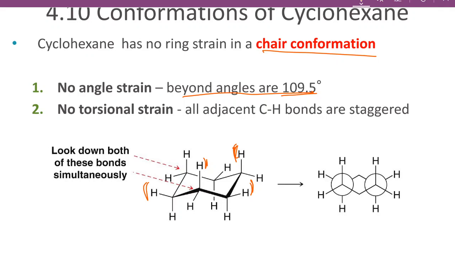So if we look at a Newman projection for cyclohexane, you can see that we're looking at, say, these back two carbons from the opposite direction, okay, and then this one in the middle is going down. You can see that it doesn't have any strain because these hydrogens are all staggered from each other. They're not eclipsed in that chair conformation.